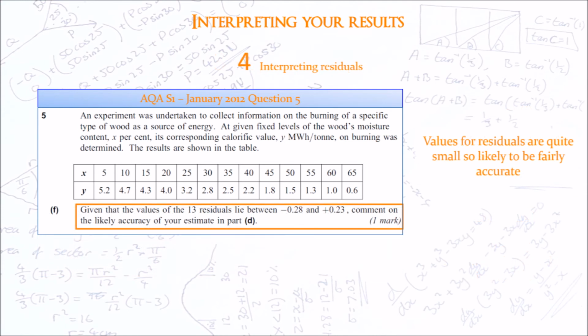The next one is residual. In this question here, it says, given that the values of the 13 residuals lie between minus 0.28 and positive 0.3, comment on the likely accuracy of your estimate in part D. Now remember, your residuals, that's the difference between your predicted data and your actual data. So the smaller they are, the better your predictions. And in this case, with minus 0.28 and positive 0.23 being the largest values they could be, we would say that this is actually quite an accurate result because the residuals are relatively small.